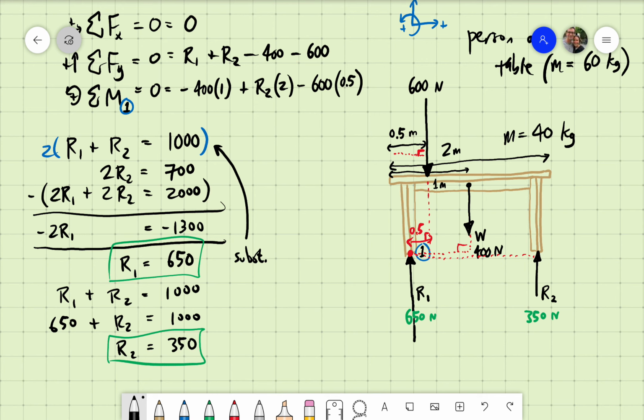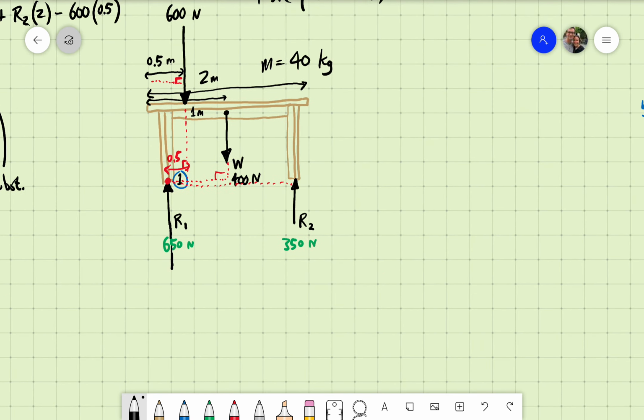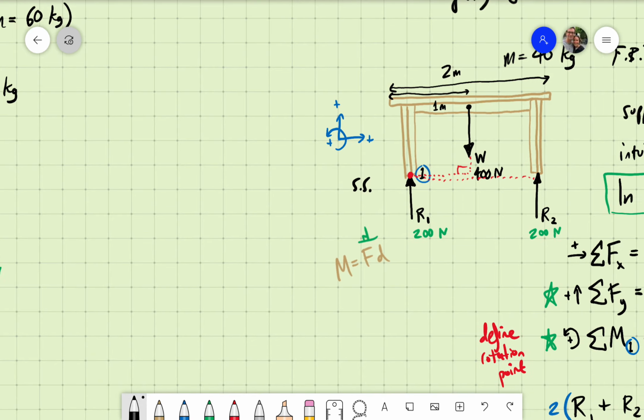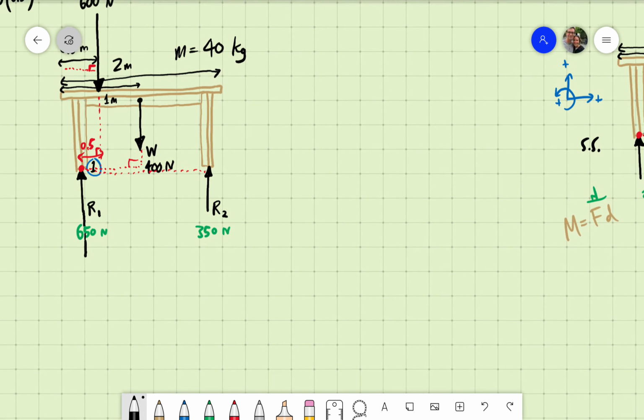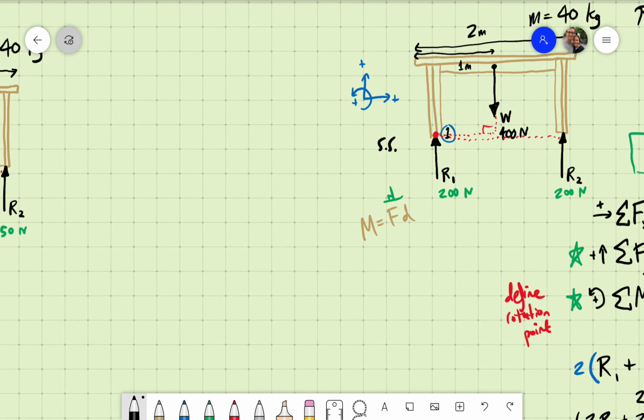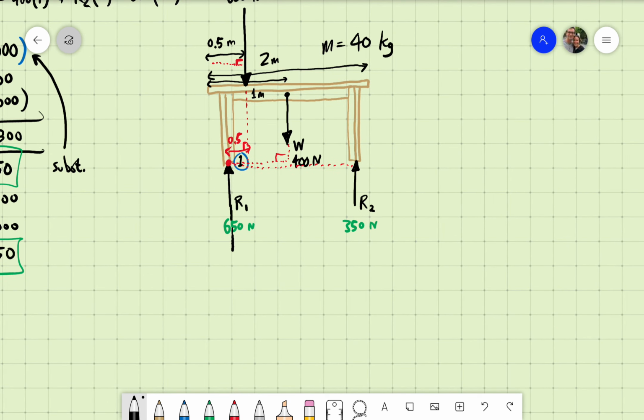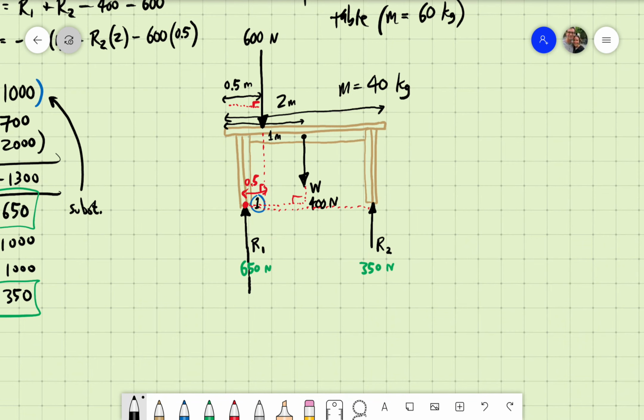In fact, interestingly, this is quite interesting. Well, no, sorry, I was about to say something. I would have been wrong. So we had 200 and 200, and now we have both legs actually carrying more. Like they both pick up the extra weight of the 600 Newton person to some extent, but more so the leg that is almost underneath the person.